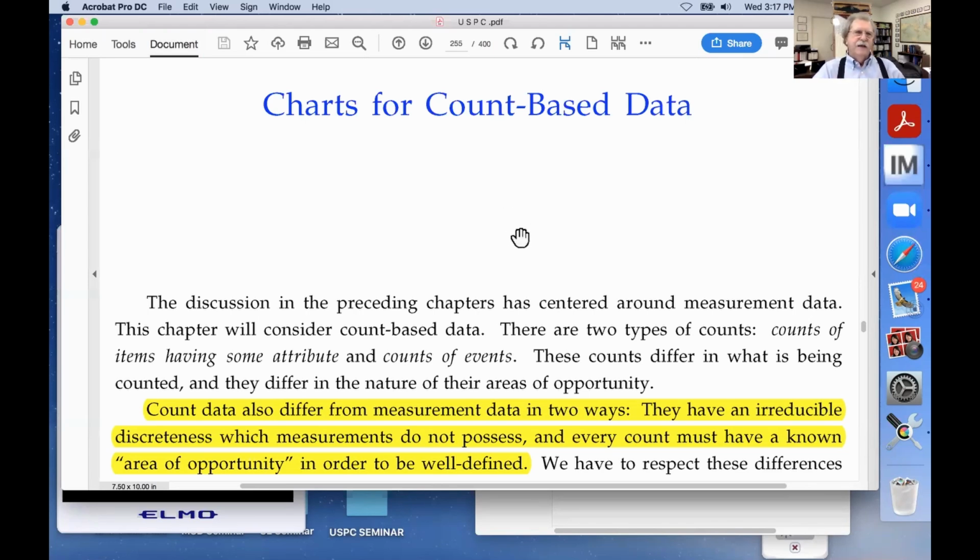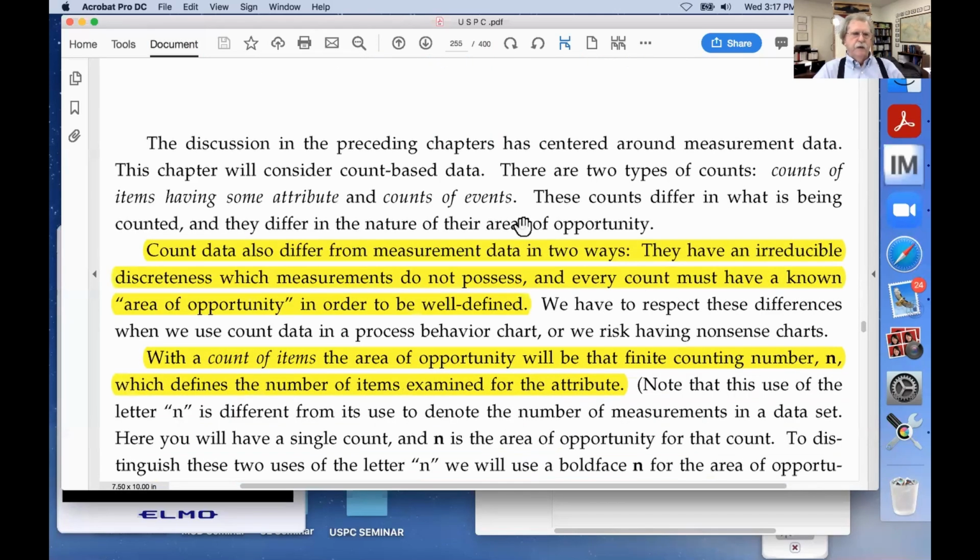Now, there are two basic kinds of count data. There are counts of items, and there the area of opportunity will be some finite counting number n, which defines the number of items examined when looking for the attribute.